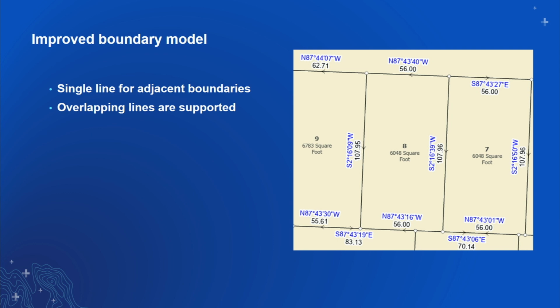Overlapping lines are supported when they are needed. For example, when the lines aren't coincident and they go between different points, obviously we need overlapping lines there. And also, if the record happens to show 2 different dimensions for the same boundary, then we want to use overlapping lines to display that and manage those boundaries.